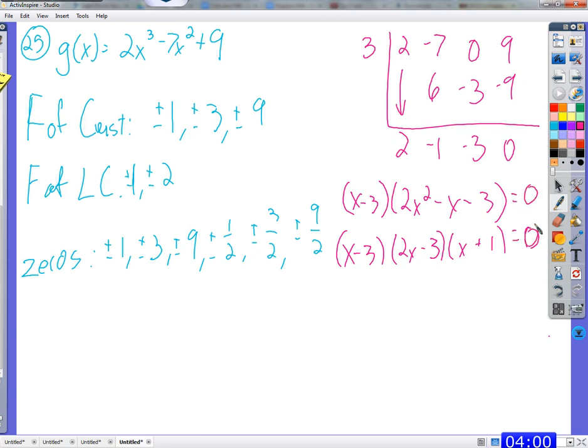We're trying to get y to be 0, so we can set each of these equal to 0. x would be 3. 2x minus 3 equals 0 means x equals 3 halves. And x plus 1 equals 0 would give us x equals negative 1.